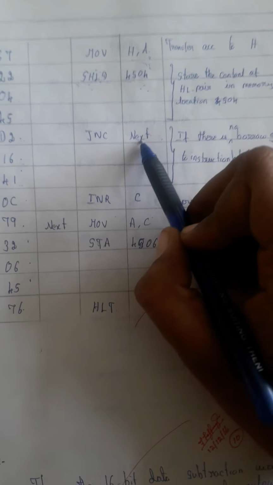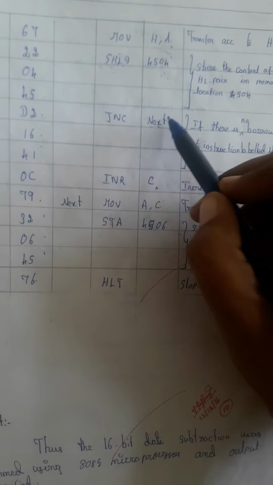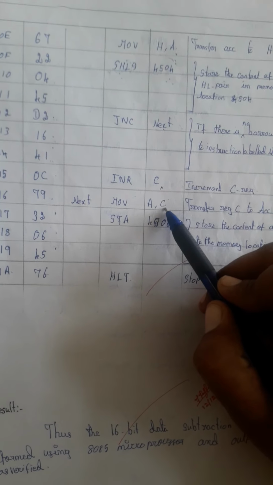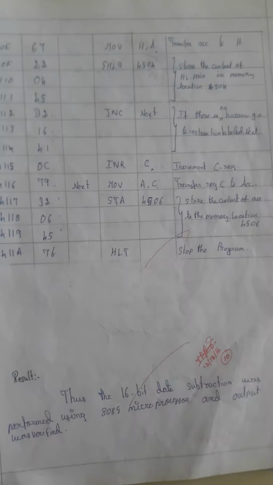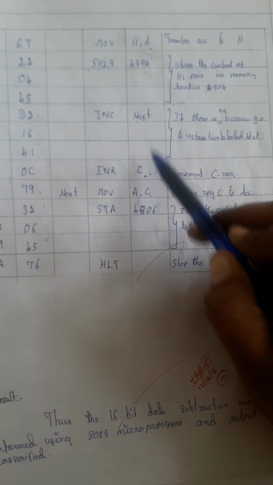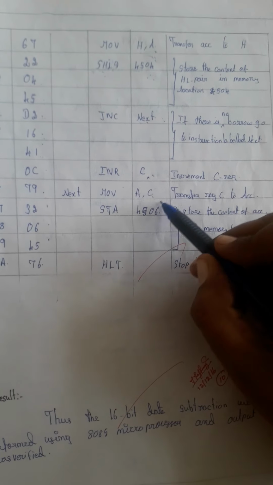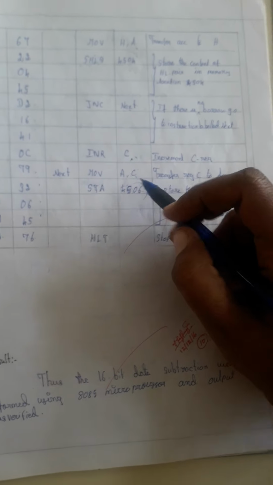If borrow is available, we are incrementing the C register. We have initially cleared the C register for storing borrow. If borrow is available, it will be incremented. If not, the C value will be moved to the accumulator, and then from the accumulator it will be stored in the specified address 4506. Then the program will get terminated.